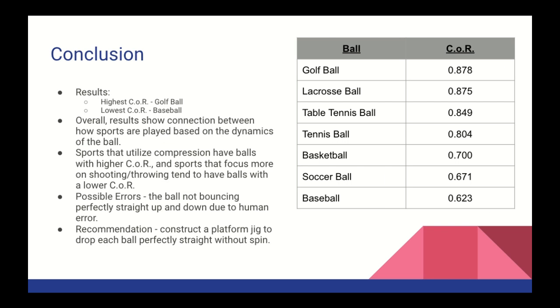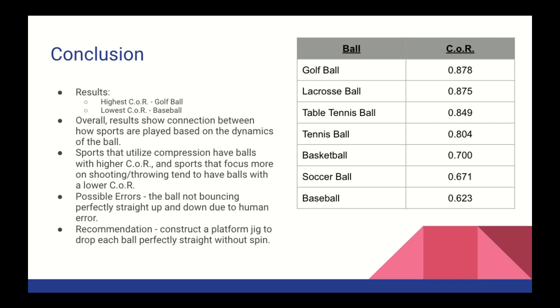In conclusion, I've created a table with all of the balls tested and the coefficient of restitution in order from the highest to the lowest. So the highest coefficient of restitution ended up being the golf ball, which was different from my initial hypothesis of the lacrosse ball. And the lowest coefficient of restitution was the baseball, which was spot on for my initial hypothesis of which ball would have the lowest coefficient of restitution.